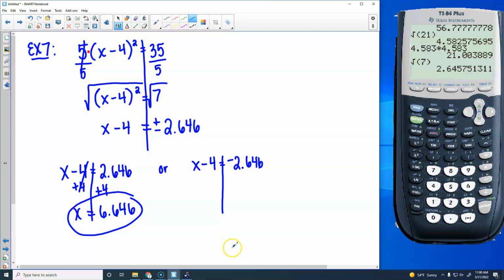For that second one, I've got x minus 4 equals negative 2.646. What will I do to get that x by itself there? It's this negative 4 that I got to get rid of. So I'm just going to add 4 again. You'll find out it's usually the same thing to solve both equations, right? So, Julian, what do I get whenever I do negative 2.646 plus 4? Do that one for me in the calculator. I'm waiting on Julian.